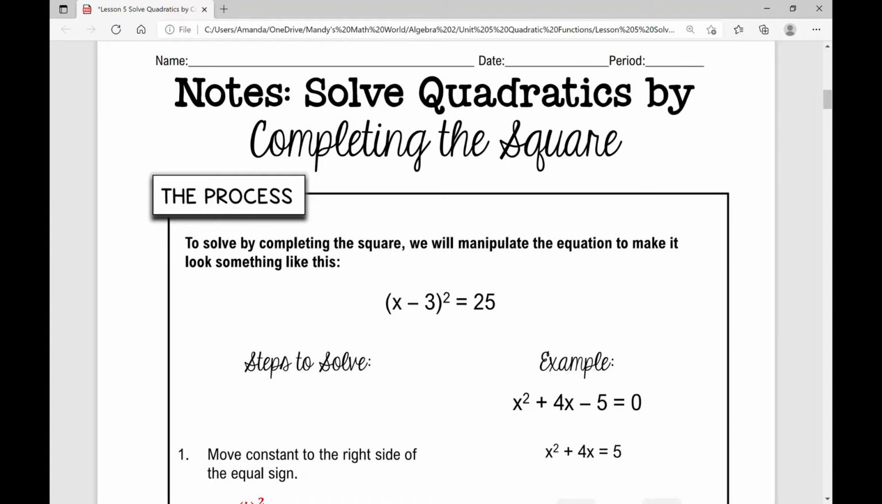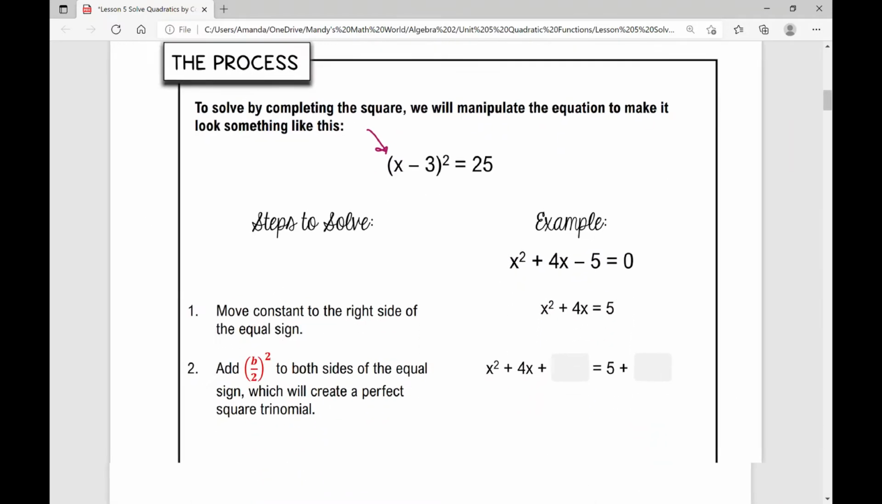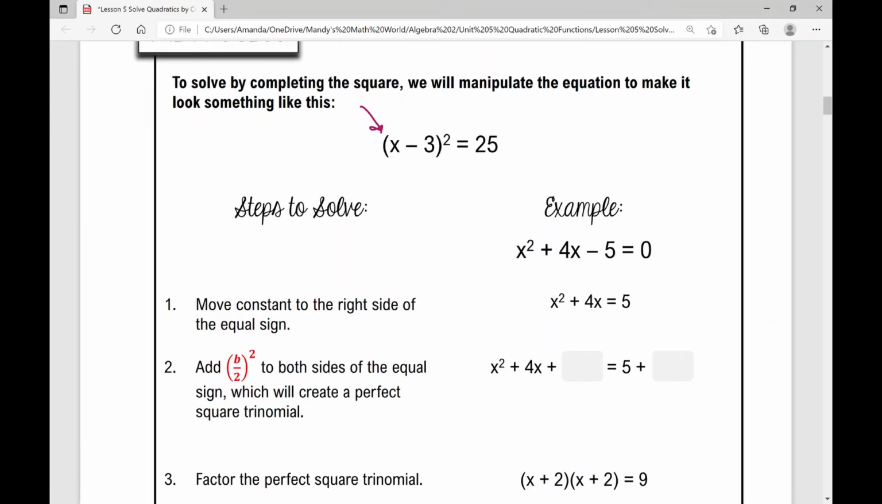can manipulate the equation and make it look something like this, where we have an expression in parentheses and the exponents on the outside equals a constant on the other side. So here's the steps that you're going to use to solve. First, you're going to write your quadratic in standard form. So as you can see, this is already written in standard form. X squared plus 4x minus 5 equals 0.